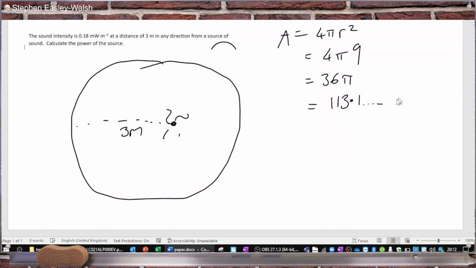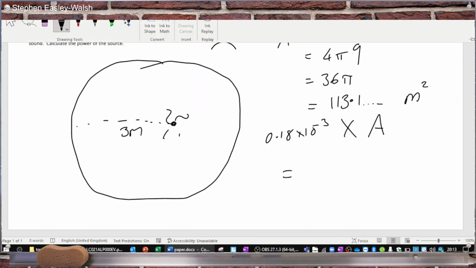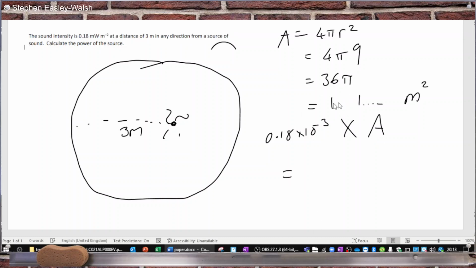Meters squared. And you have this much sound intensity. So it's just going to be 0.18 times 10 to the minus 3. That's per meter squared. So if you just multiply it by the area, you've got the answer. So I don't really need this number written down.